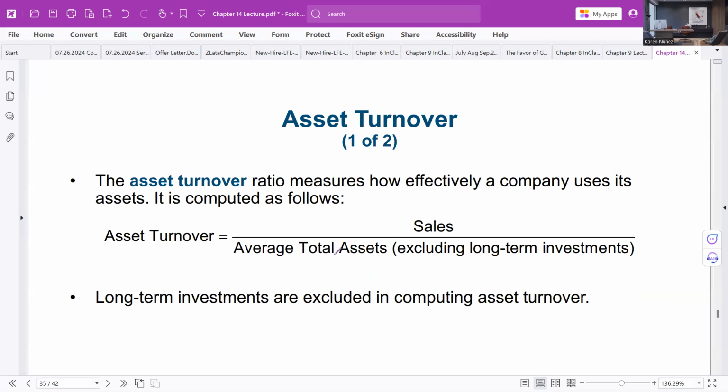And we really are focusing on those operating assets. That's really what we want to focus on. Assets that we use to run the business or operate the business. That's what should be in this denominator, those operating assets, not investment assets, not those assets that are non-operating or assets that are not used to run the business. Those are not assets we want in this denominator.